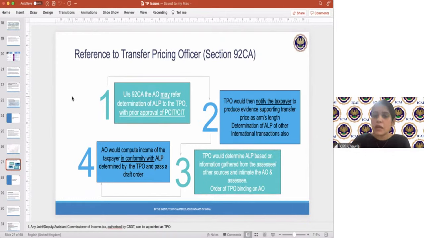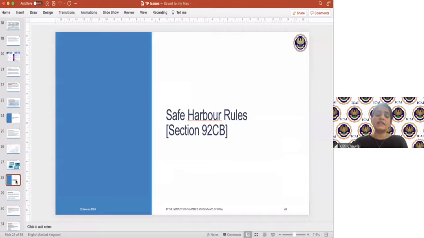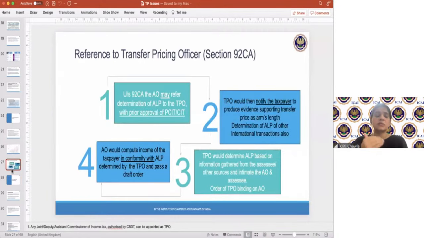But at the same time, for speedy dispute resolution, we also have an alternative dispute resolution in India. Or, there are other techniques by which disputes should not even arise. So those are provided as safe harbor rules, and then there is something called APA. But I thought first we'll discuss what is the reference to a transfer pricing officer. It's provided in Section 92CA of the Income Tax Act.